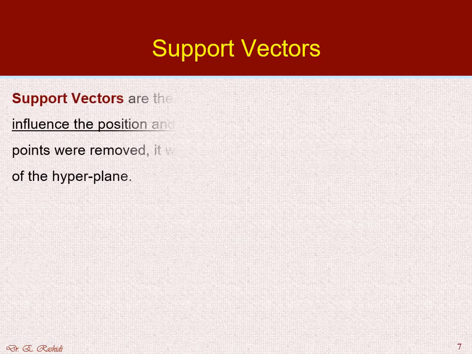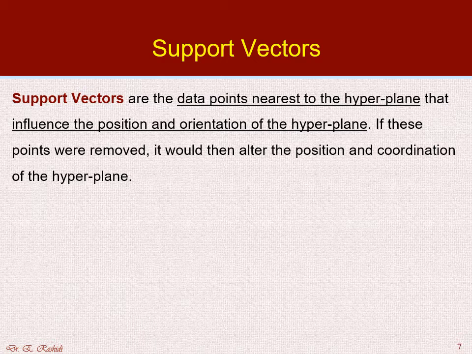Support vectors. What does support vectors mean or refer to in support vector machines? Let's figure that out. Support vectors are those data points nearest to the hyperplane that define and influence the position and orientation of the hyperplanes. Actually, these are those points from which we measure the distance between the hyperplane and the two classes. If these points were to be removed, it would alter the position and orientation of the hyperplane. In fact, it would make us select another best hyperplane.